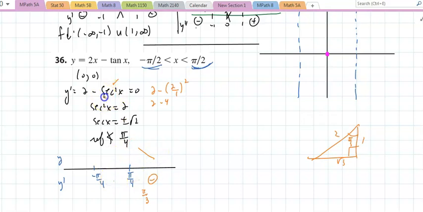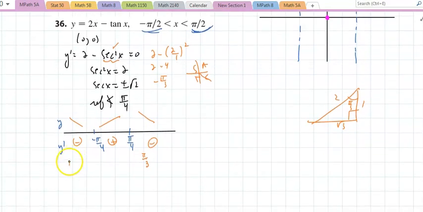If I put 0, cosine of 0 is 1. 2 minus 1 is 1, that's positive. And if I pick negative pi over 3, we know in this quadrant it's still positive. Well, I'm squaring it anyway. That turns out to be negative. So out of this, this is what we got.